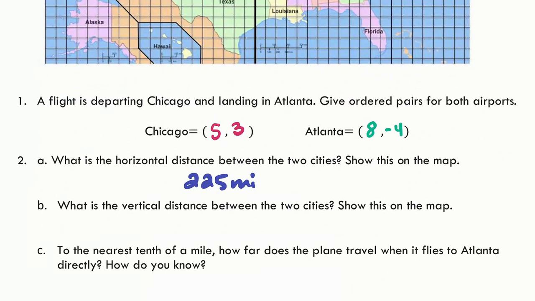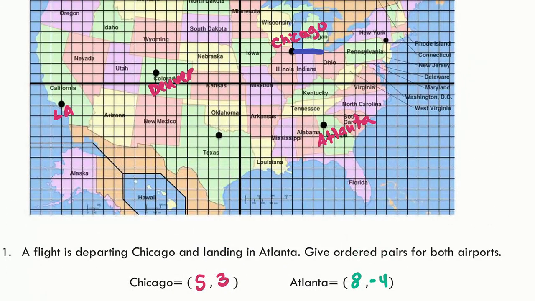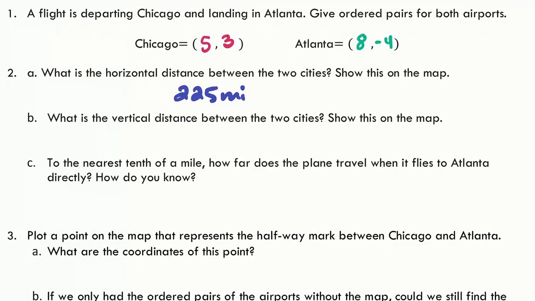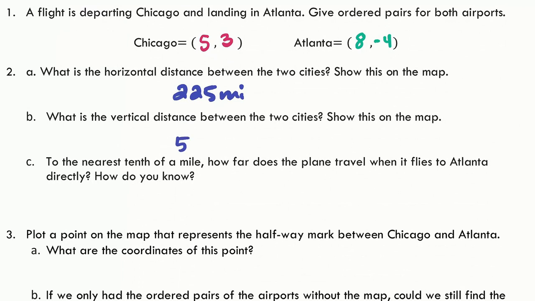All right, and then we want the vertical distance. So it looks like we're going to go down 7 units. So what is that going to be in miles? 525. Thank you.